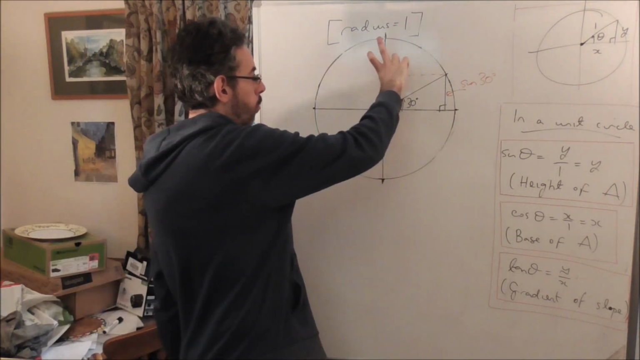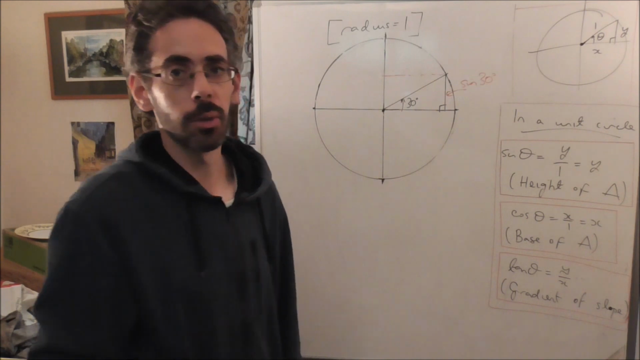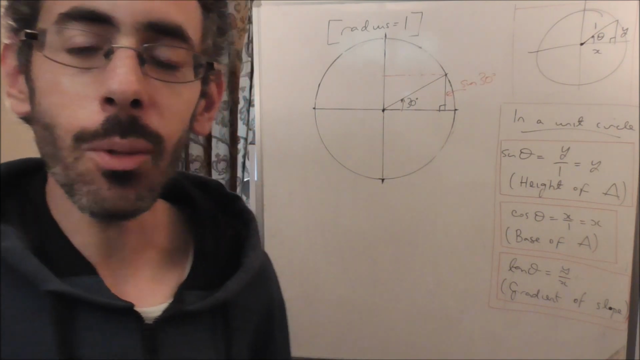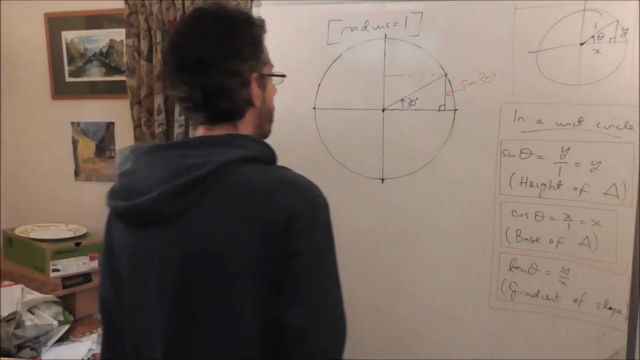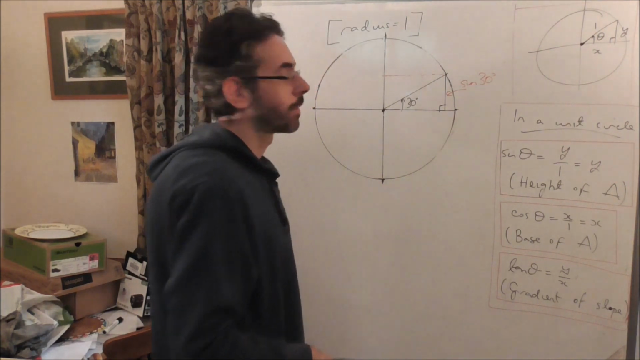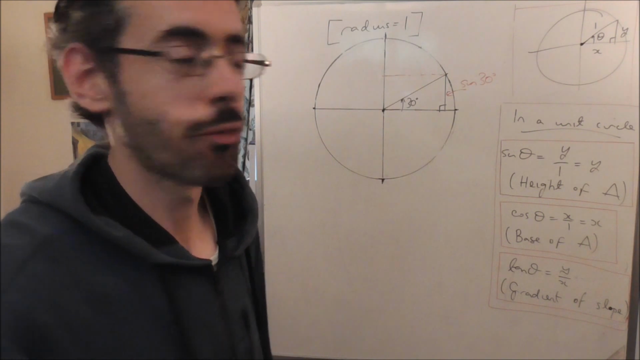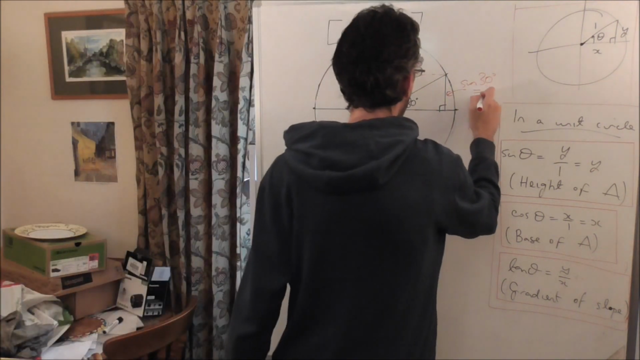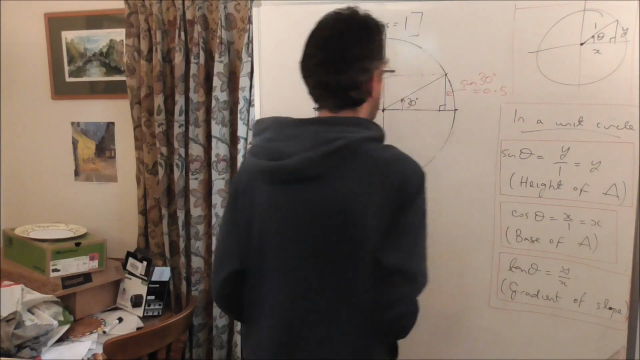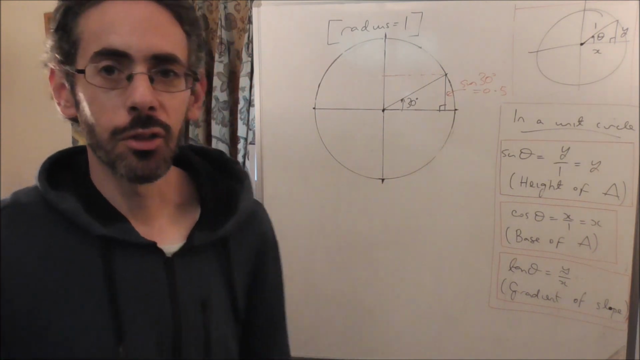So if the whole radius is 1, what would you say the height was? What would you estimate it to be? Well, to me it looks about 0.5. And if you press sine 30 on your calculator, you get exactly 0.5. So sine 30 is 0.5. I hope that looks about right.